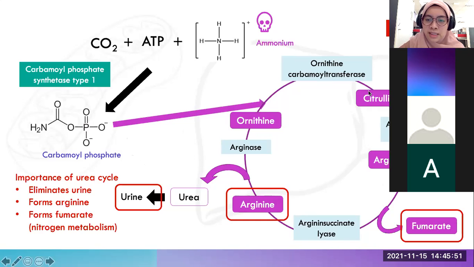The details of this, you can look into the Principles of Biochemistry textbook. It has the detail, but I will not go through it in our classes. You can look at it later.